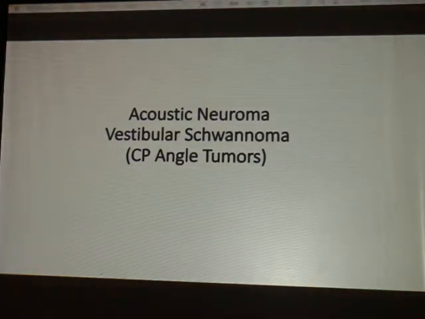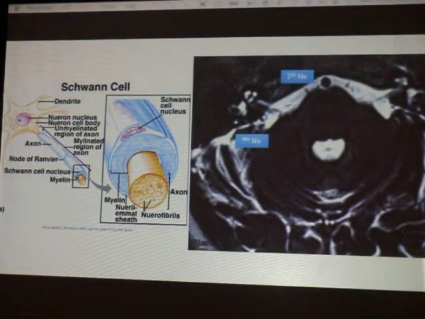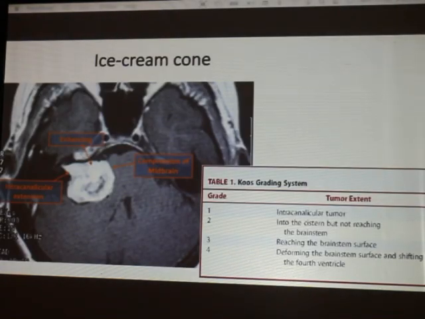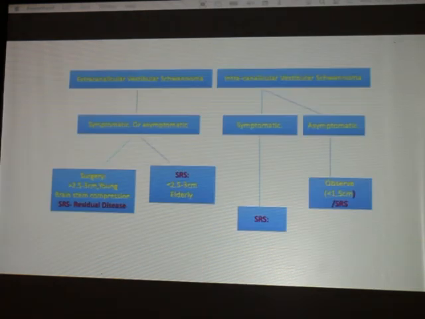There are certain other indications like acoustic neuroma, in which we know the Schwann cells are where the tumor originates, and on CT or MRI it appears like an ice cream cone. This is how the grading was done. Previously the treatment of choice for acoustic neuroma was surgery, but surgery was associated with a lot of problems like hearing loss, facial nerve paralysis, a lot of complications.